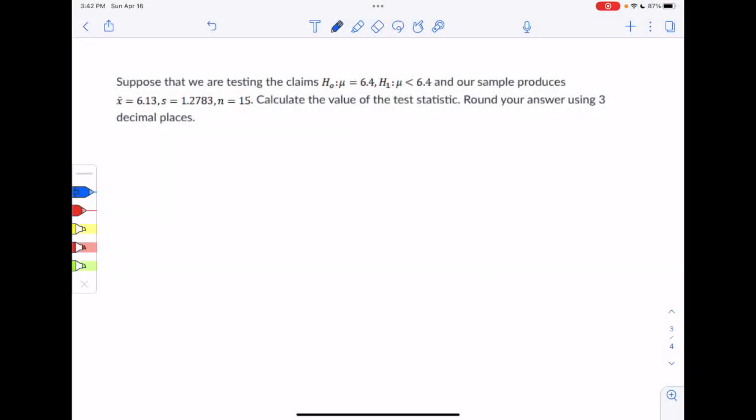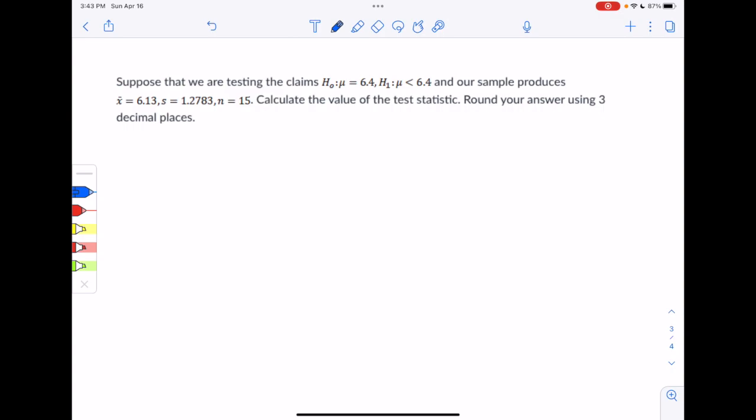This one comes from section 9.3. Suppose that we are testing the claims H0 is that mu equals 6.4, H1 is that mu is less than 6.4, and our sample produces an X bar of 6.13, an S of 1.2783, and a sample size of 15. Calculate the value of our test stat and round the answer using 3 decimal places.